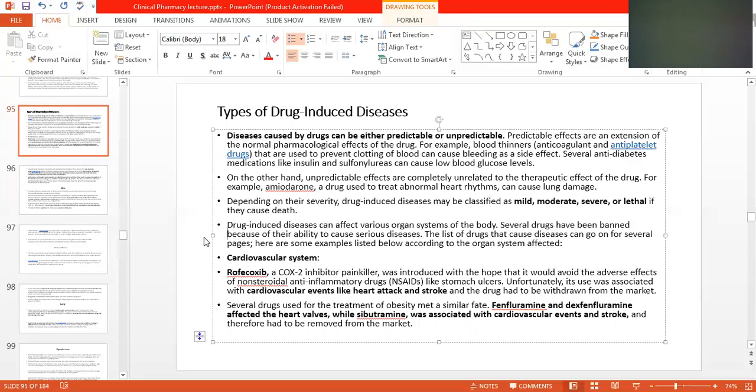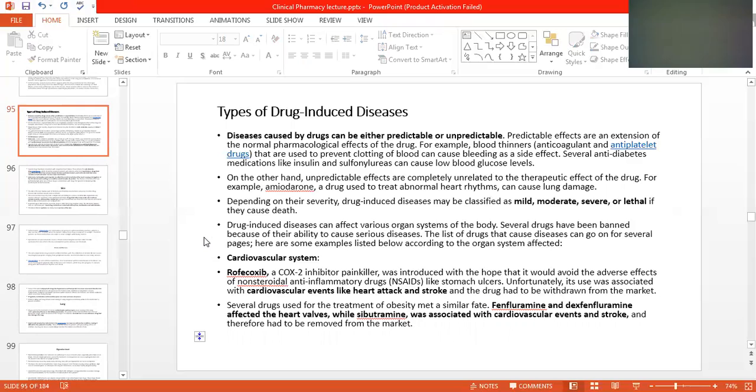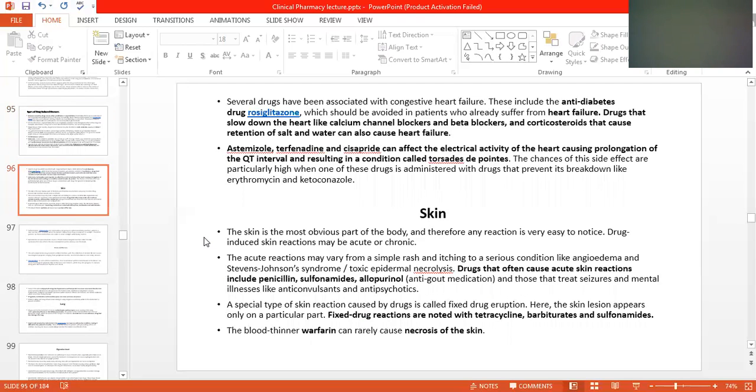Several drugs used for the treatment of obesity met a similar fate. For example, fenfluramine and dexfenfluramine affected the heart valve, while sibutramine was associated with cardiovascular events and stroke and therefore had to be removed from the market. So there are lots of examples of drugs which were available in the market, but now those drugs are causing severe damage to the organs. So that's why those drugs have been withdrawn.